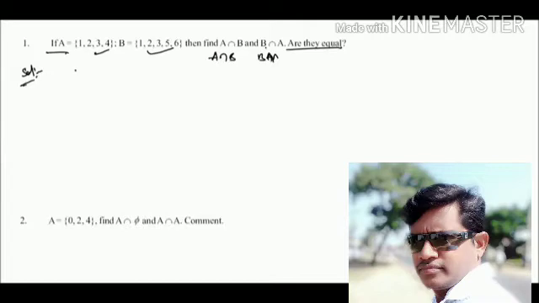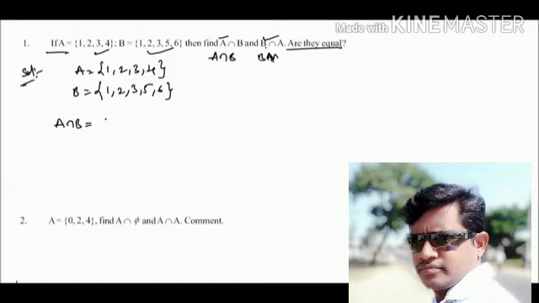The first set is A, which we write as {1, 2, 3, 4}. And the second set is B, {1, 2, 3, 5, 6}. 4 is not given there. So these are the two sets. We need to find the intersection, A intersection B. First we find A intersection B, after that B intersection A.